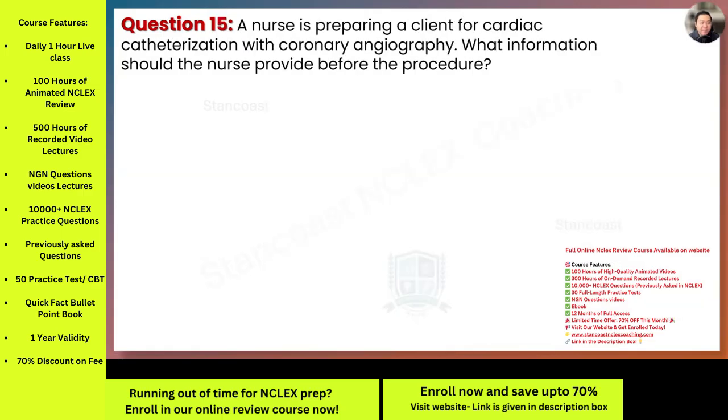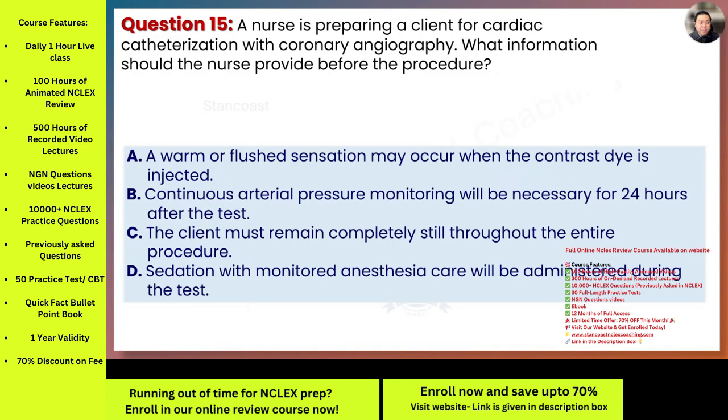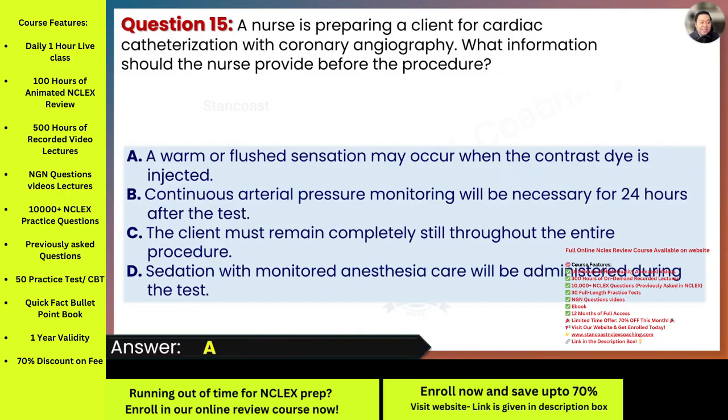Number 15. A nurse is preparing a client for cardiac catheterization with coronary angiography. What information should the nurse provide before the procedure? Options. A, a warm or flushed sensation may occur when the contrast dye is injected. B, continuous arterial pressure monitoring will be necessary for 24 hours after the test. C, the client must remain completely still throughout the entire procedure. D, sedation with monitored anesthesia care will be administered during the test. The answer here is letter A.